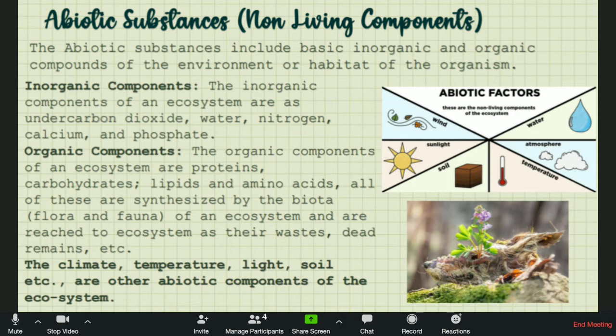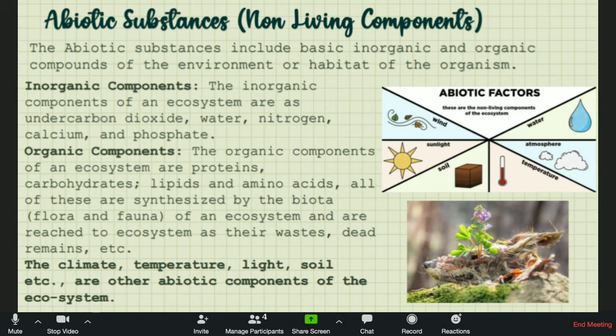Inorganic components. The inorganic components of an ecosystem are carbon dioxide, water, nitrogen, calcium, and phosphate. These are involved in matter cycles or biogeochemical cycles. Matter cycle is where matter moves from one form to another or from one place to another on the earth and inside its ecosystem. And biogeochemical cycle is any of the natural pathways by which essential elements of living matter are circulated. Organic components. The organic components of an ecosystem are proteins, carbohydrates, lipids, and amino acids.